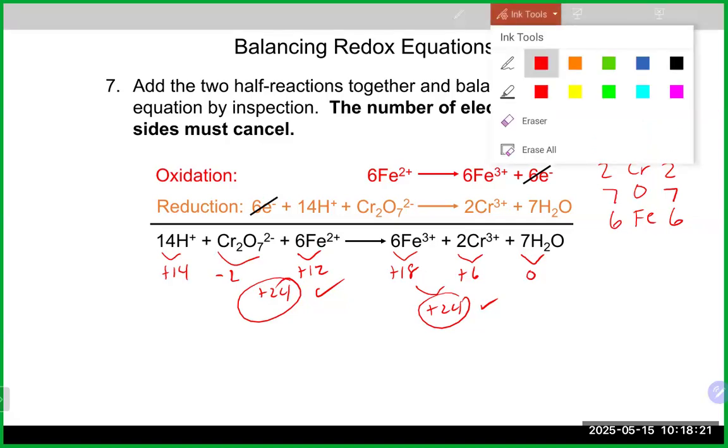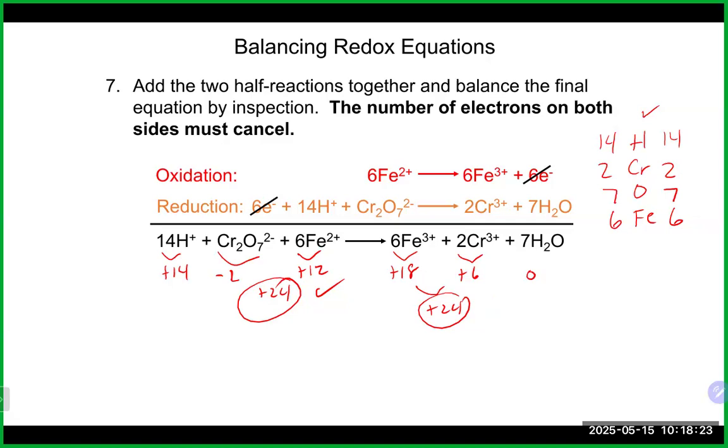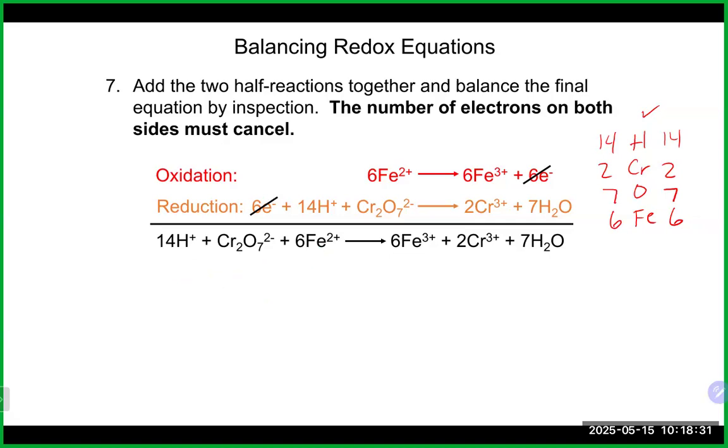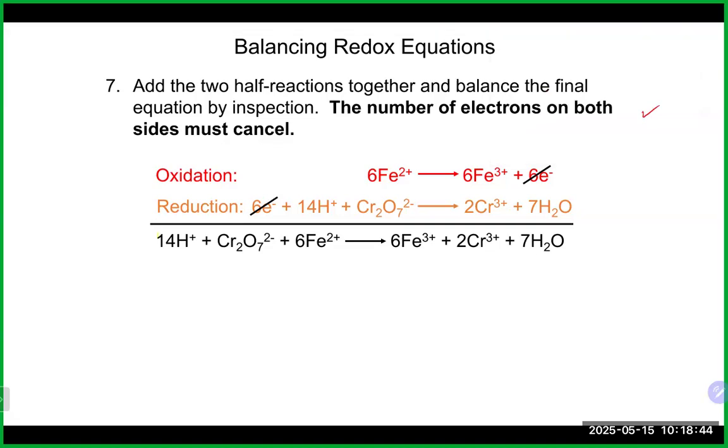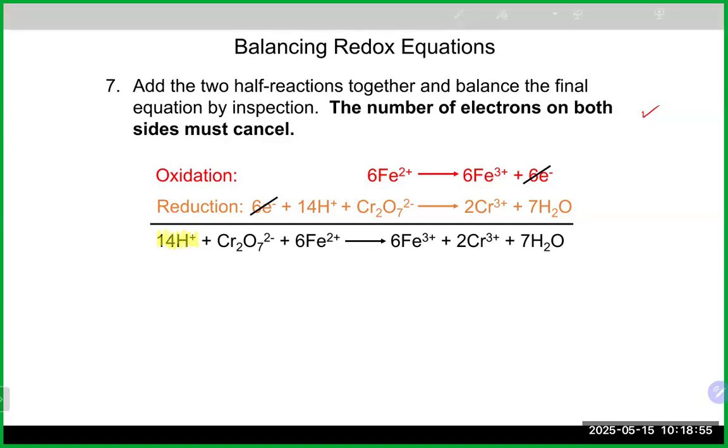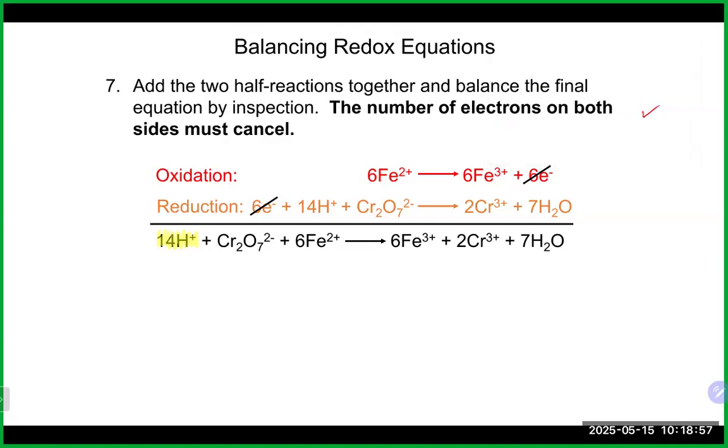All right, so let's talk about what to do if we want basic conditions. As I mentioned before, if you want basic conditions, I would just do everything we just did and balance it in acidic conditions. And at the end, you can turn it into basic conditions. By the way, I know this is acidic conditions because I see H plus. Because I see H plus there, I know I have balanced it in acidic conditions. I can now, again, at this point, turn it into basic conditions.